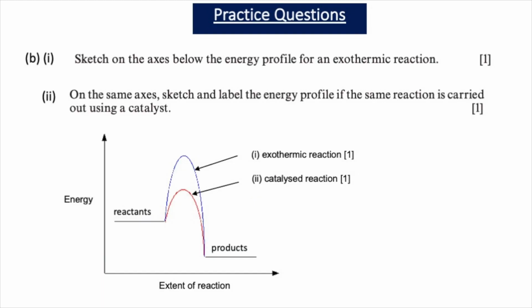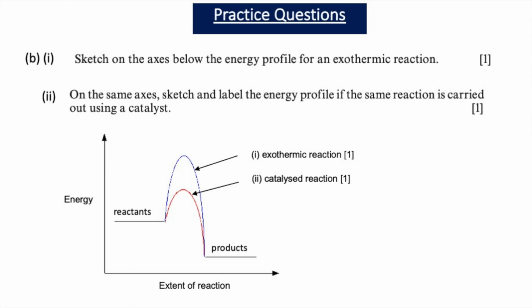So now let's go for the answers to part B1 and B2. So for B1 you had a sketch on the axis below the energy profile for an exothermic reaction, and then you had to sketch and label the energy profile if the same reaction was carried out using a catalyst. So for an exothermic reaction you have to make sure that your products have a lower energy than your reactants because energy has been given out, and you still need to include the activation energy, which is the minimum amount of energy required for a reaction to start.